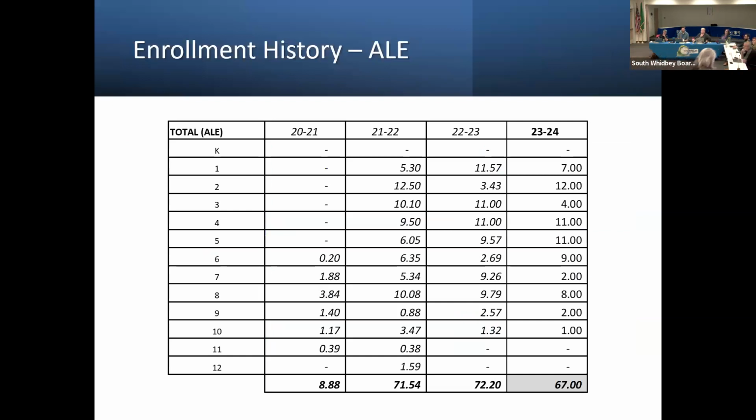I'm wondering with the wait list for the ALE program, why we're expecting lower enrollment than this previous year. I could try to answer that. I'm just looking at what we have in the program and how many we think we're coming into the program. The problem with the wait list is a lot of those kids are also in our basic education program already.